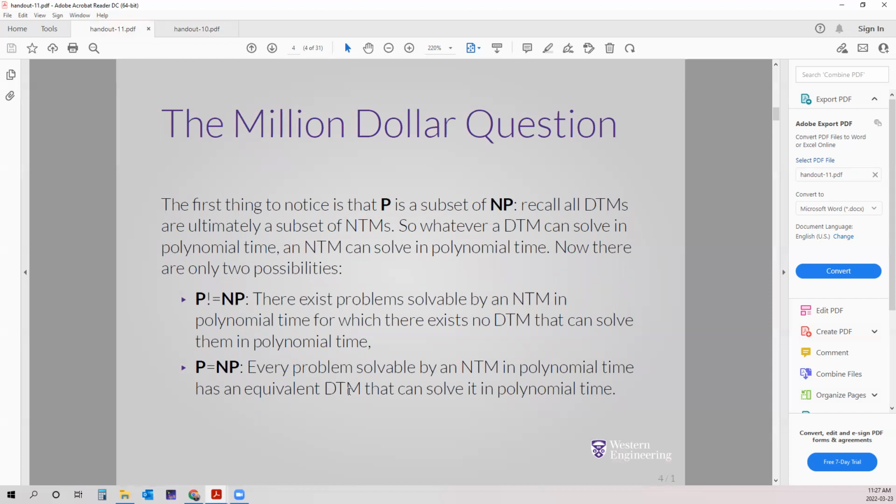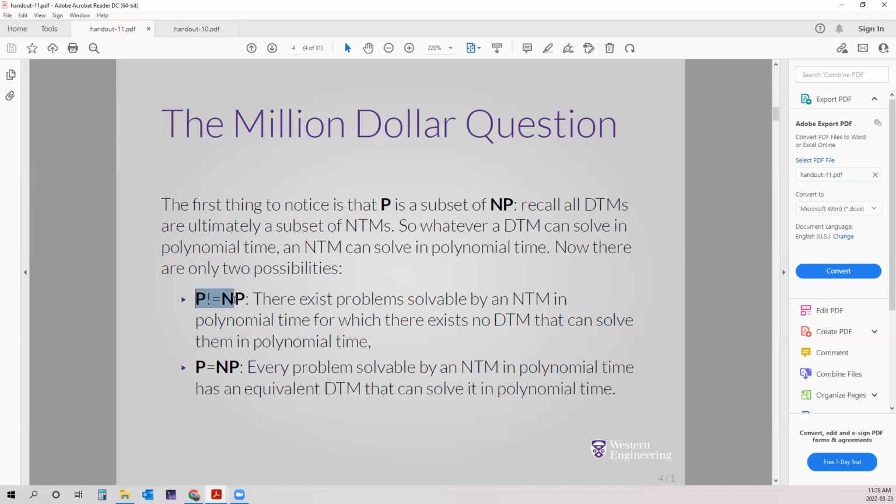Any DFA, deterministic finite automata, has an equivalent NFA that does the same, right? We proved that mathematically also. So whatever a deterministic Turing machine can solve in polynomial time, a non-deterministic one can solve in polynomial time. Now there are two possibilities. P might not equal NP, or P equal NP. There exists a problem solvable by a non-deterministic Turing machine in polynomial time, for which there exists no deterministic Turing machine that can solve it in polynomial time.